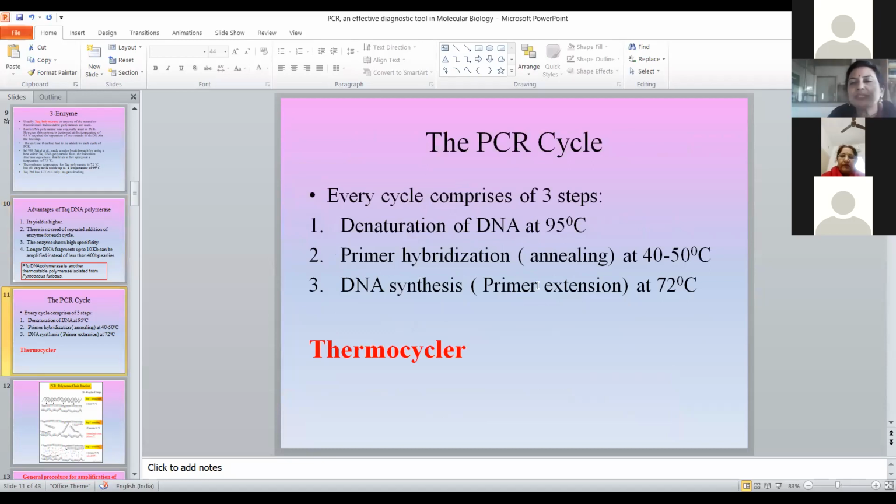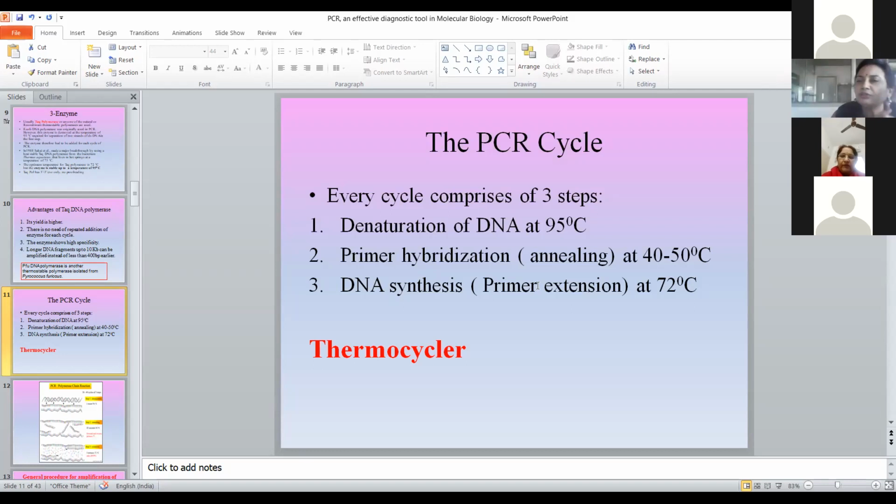Okay, so every PCR cycle has 3 steps, as I said. Number 1, DNA denaturation, which is generally done above 90 degrees, at 95 degrees Celsius. Number 2, annealing of primer, also called primer hybridization, which is done at 40 to 50 degrees Celsius. That depends upon different kits or manufacturers who supply you the product. Step number 3, polymerization, or synthesis of new DNA strand, also called primer extension. It is carried out by using polymerase enzyme, Taq polymerase, at 72 degrees Celsius.